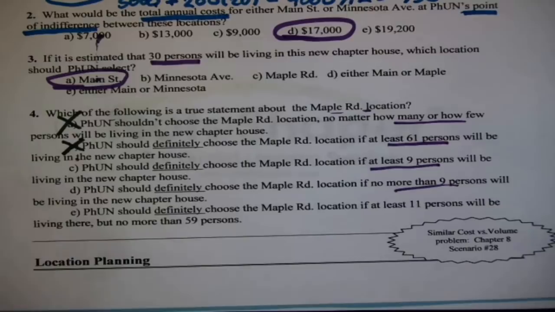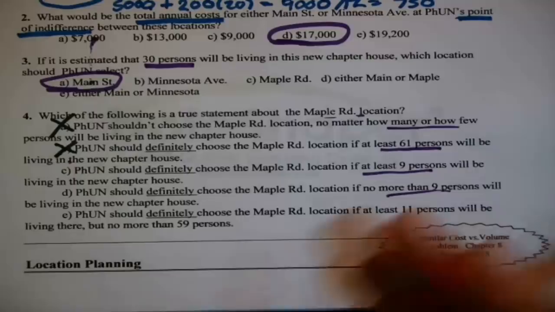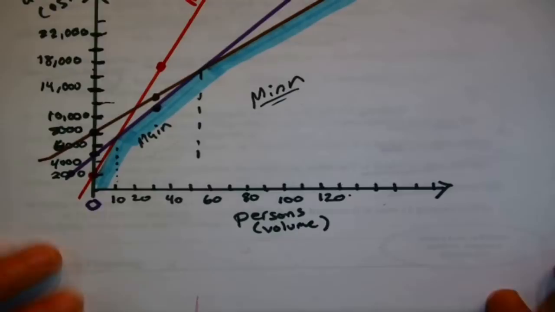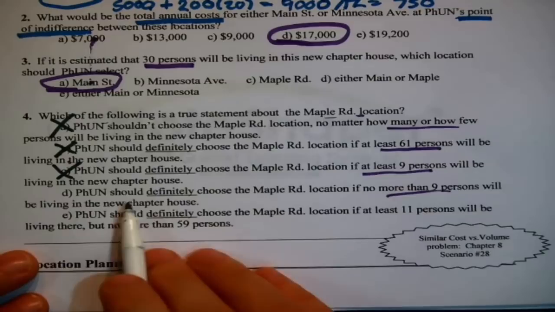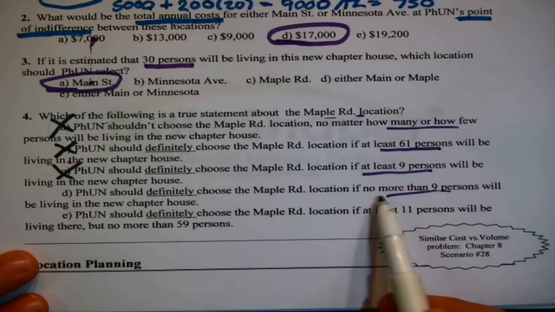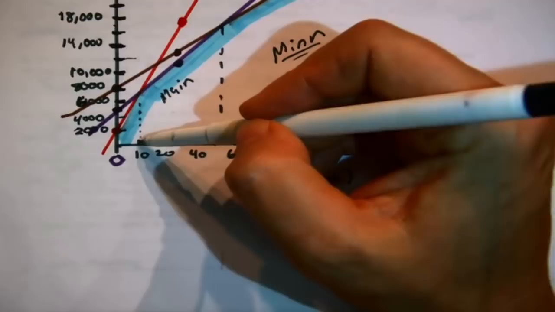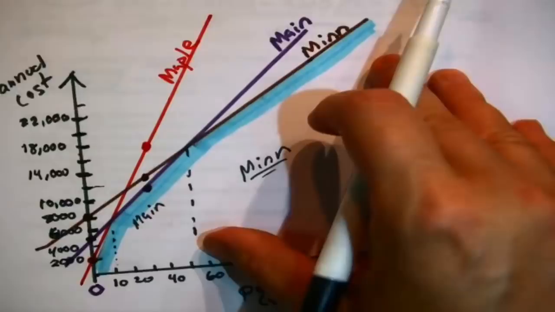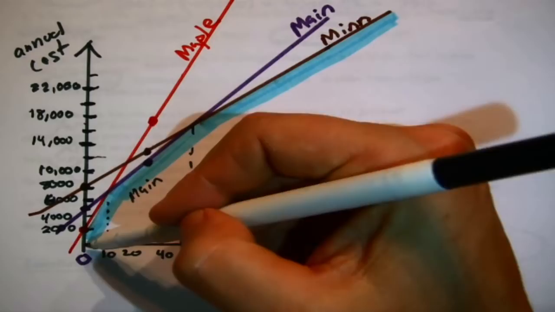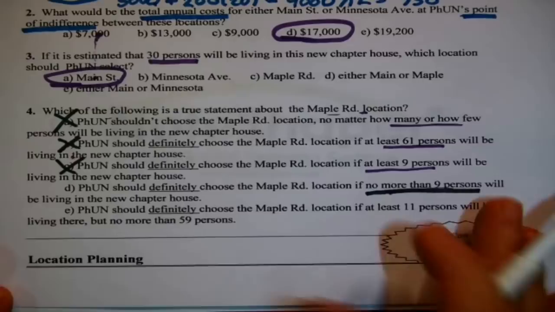Funds should definitely choose Maple Road if at least 9 people. This is the same problem except worse. It's backing up in here, maybe you would prefer it, but it's indicating everything. No, you wouldn't want to be at Maple for most of that. Let's see, Funds should definitely choose Maple Road if no more than 9 people are living at the chapter house. Oh, I'm intrigued. No more than 9 persons. I'm not sure what the exact point of indifference is here, and I wouldn't trust my sketched number line, but I can see that for very small numbers, Maple Road would be preferable. No more than 9 is 9, 8, 7, 6, all the single digits. That fits that description. So I'm not going to kick it out. Maybe I'll come back to it.